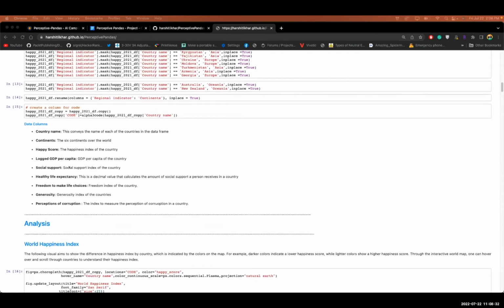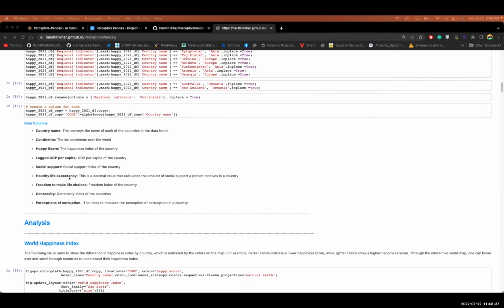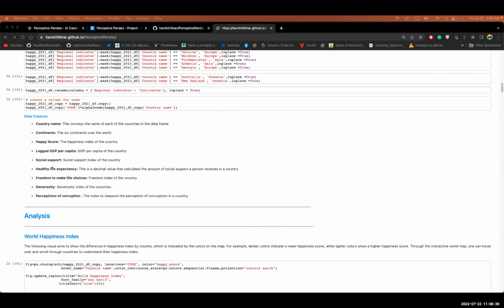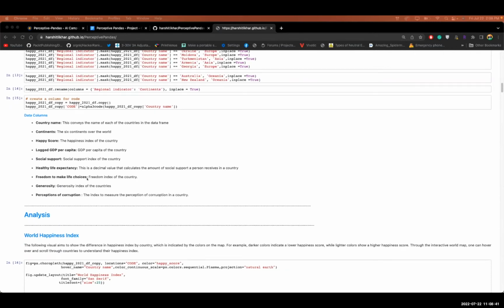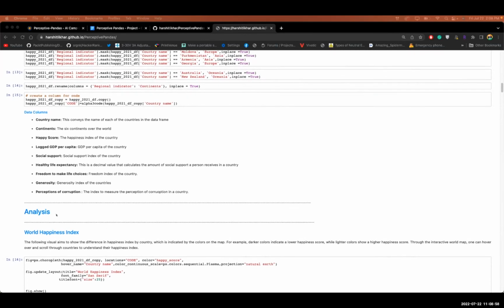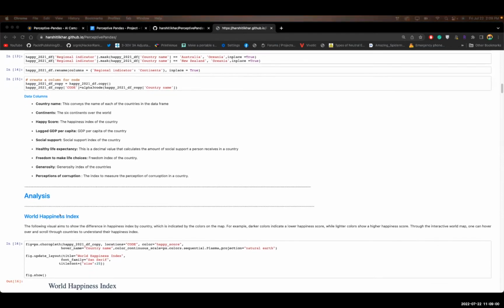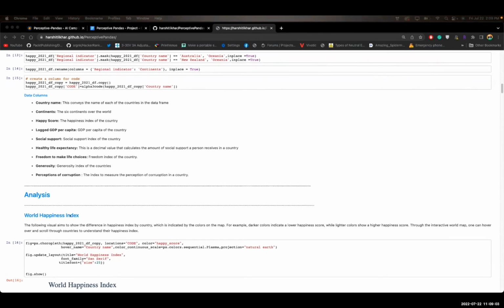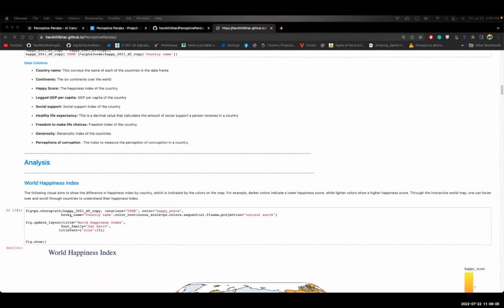The happiness index of the country, which is named Happy Score, log GDP per capita of the country. Social support was the social support index of the country. Healthy life expectancy, the calculation of support versus in the country. Freedom, the freedom index of the country. Generosity, the generosity index of the countries. And the index to measure the perception of corruption in a country.